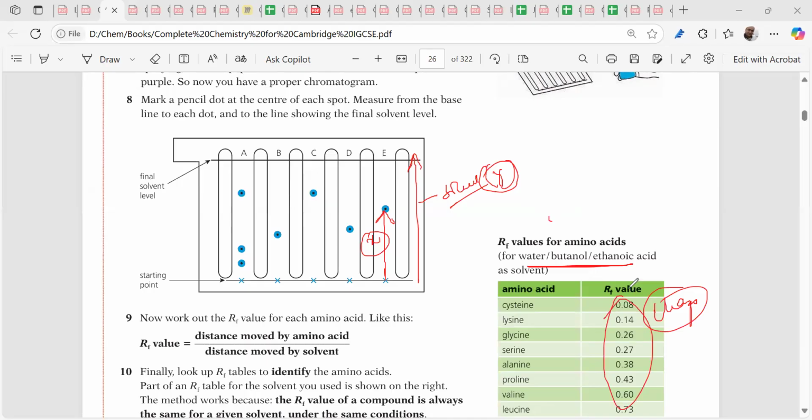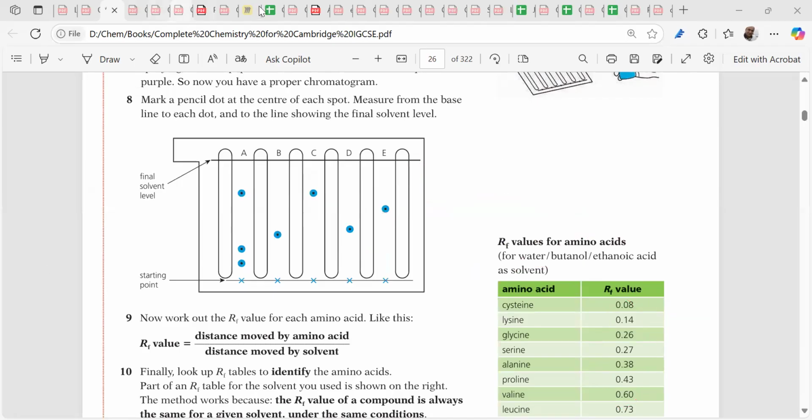From the RF value, we can identify. If you change the solvent, the RF value changes. RF value is a constant of a particular solute in a particular solvent. This is very important. Clear, everybody? Do you get my point? It's a very important point we have to nurture.